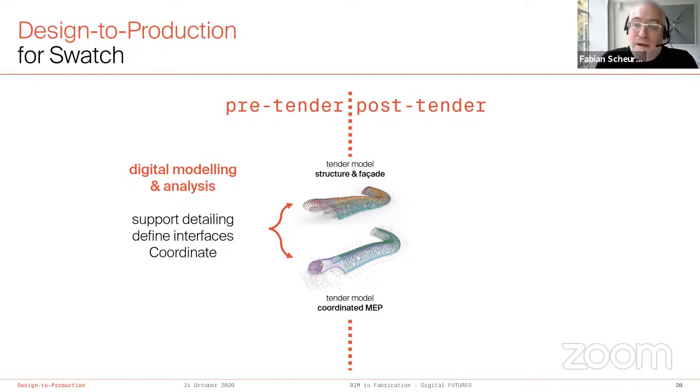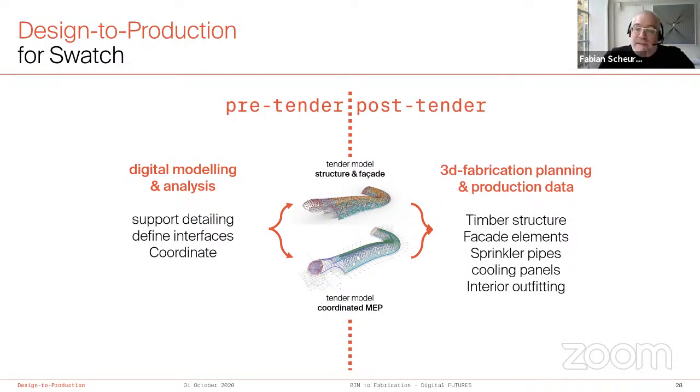Nevertheless, we were lucky and were handed over to the other side, and actually had the chance of being the digital planner, not only for the timber structure, but also for the facade elements, the sprinkler pipes, the cooling panels, and some of the interior outfitting. So together with our models, we were thrown over the fence to the other side, and were part of the planning teams for all those contractors, which then led to the fact that A, we knew the models pretty well that came from the pre-tender stage, and B, we could just continue doing our parametric magic on detailing those things down.